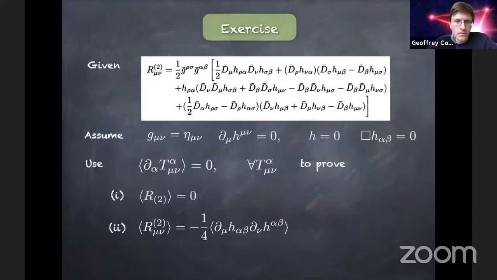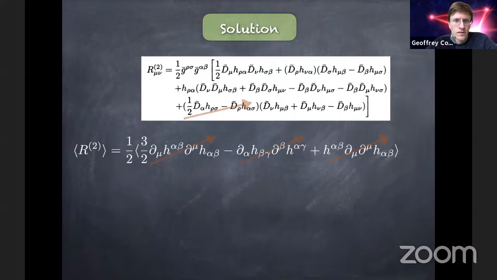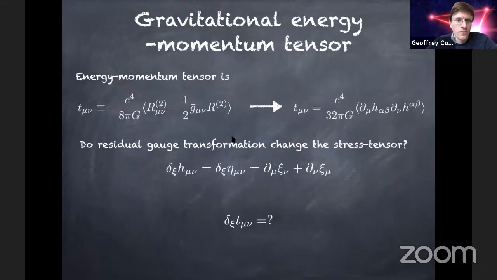So finally, we have this property. We're going to use this in a minute now. So the energy momentum tensor, which was given by this. Now this term is zero, and that one we just saw what it was with this minus one half. The minus gets here, so we have plus 32 over pi G.